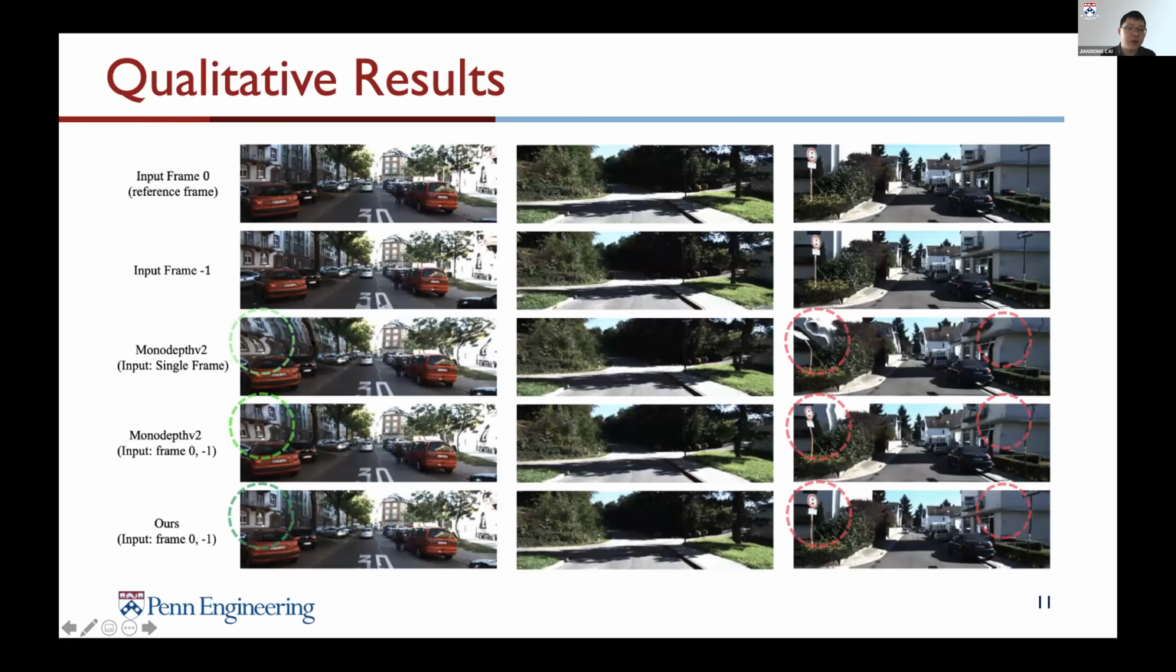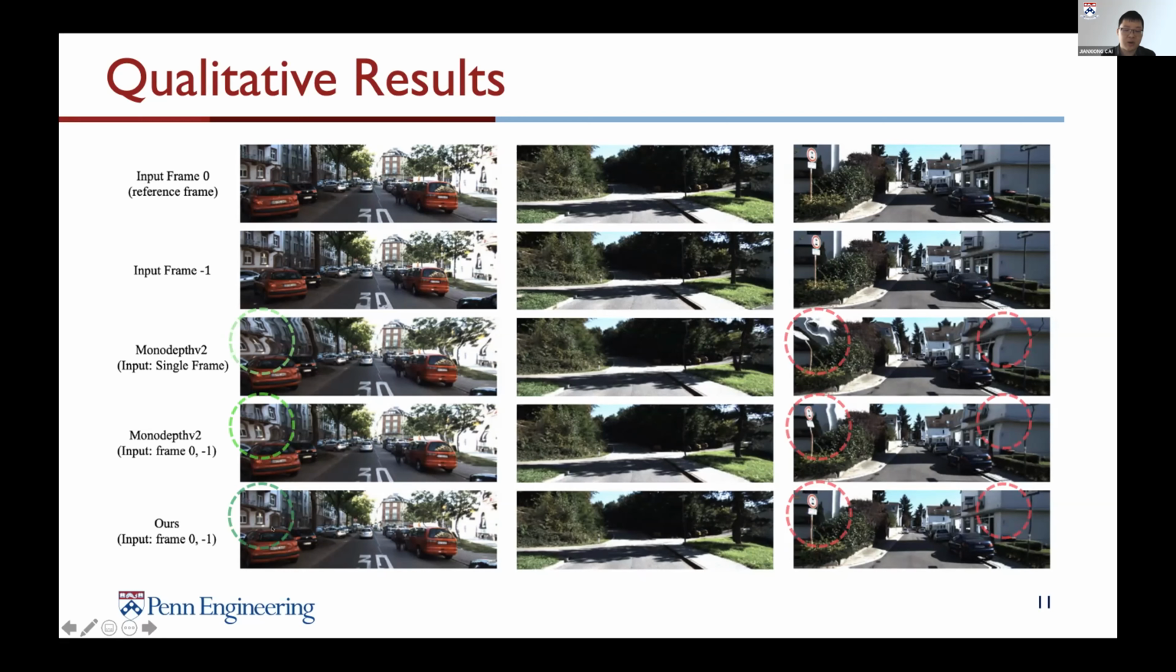As is shown here, the last three rows show the synthesized images for visualization purposes. If it's a perfect prediction, the synthesized image should be exactly the same as the first row here. As we can see, the baseline Monodepth2 encoder-decoder network always has this twisting effect when facing structured patterns, such as the house buildings here. Compared to that, our approach has significantly better prediction here.